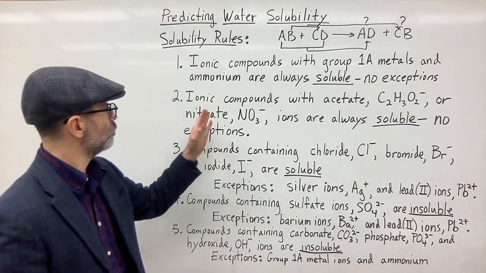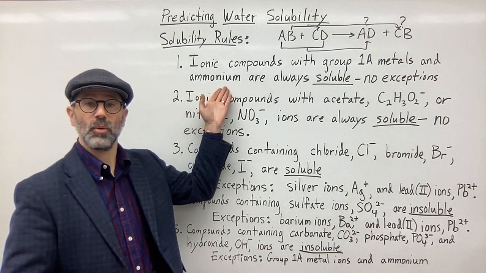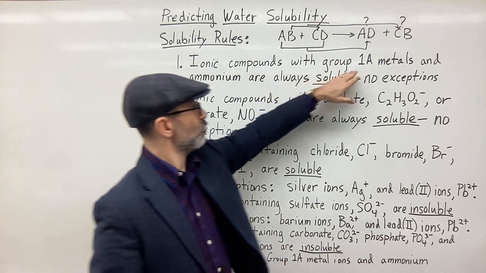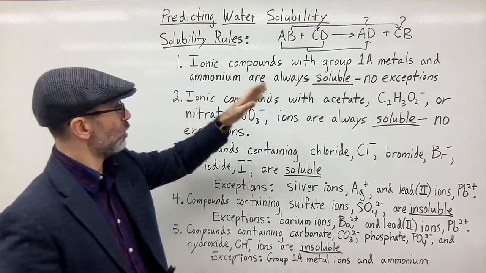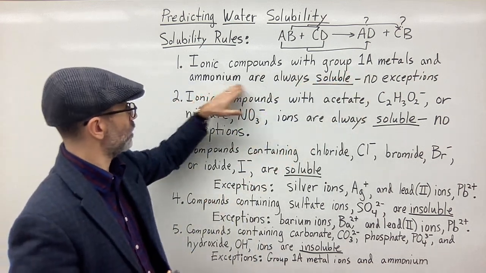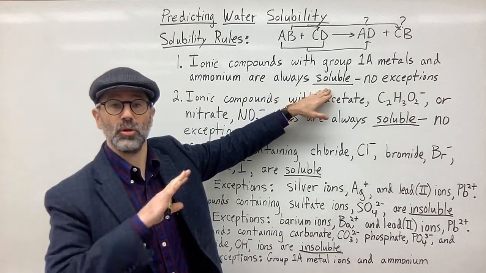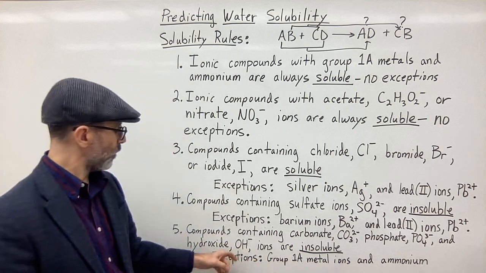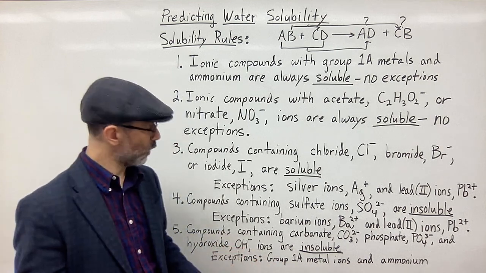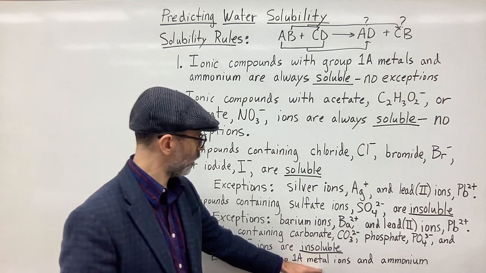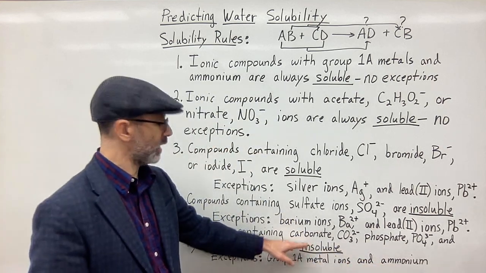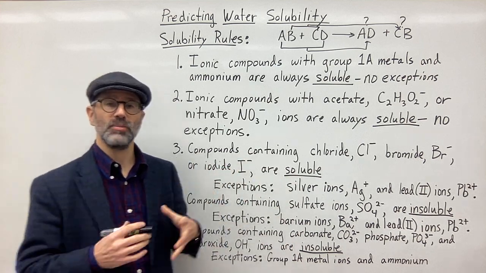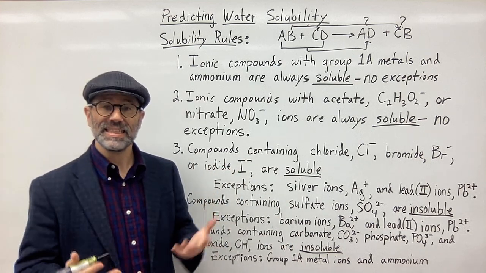Why? Go back to rule number 1. Rule number 1 takes precedence, right? So we know that group 1A metal ions and ammonium are always going to be soluble, no exceptions. So if you have a group 1 metal with a hydroxide, that's going to be soluble. If you have a group 1 metal or ammonium with a carbonate, that's going to be soluble. In any other circumstance, it's going to be insoluble.